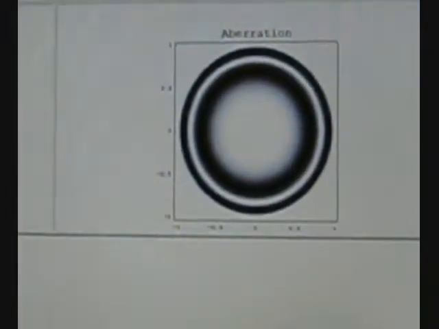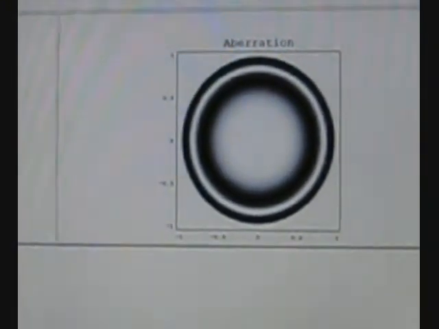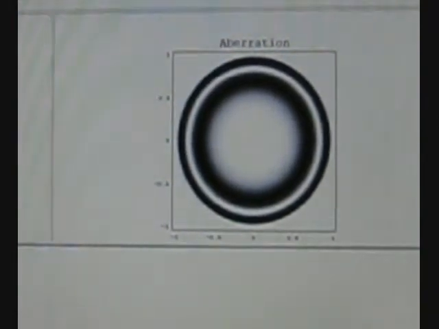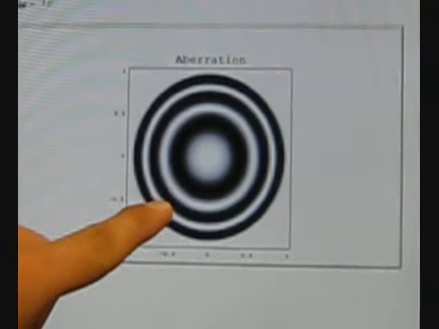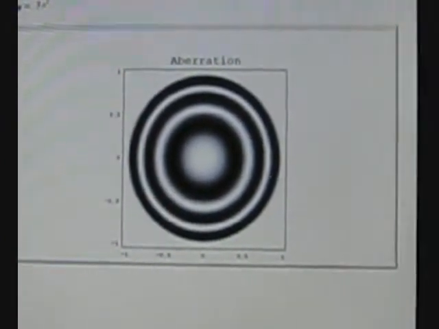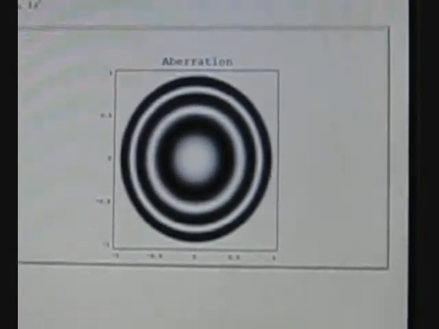Okay, so now we're going to go back. We're going to zero out the spherical aberration, and we're going to add some focus to see what this looks like. We'll add 3 waves. We'll evaluate this, and we can see that we get 1, 2, 3 bright rings in the Shack interferometer, which means 3 waves of focus.